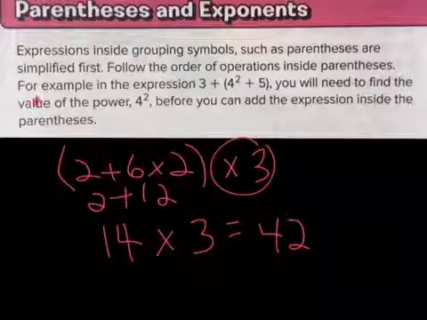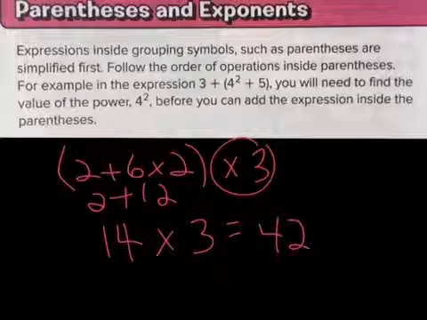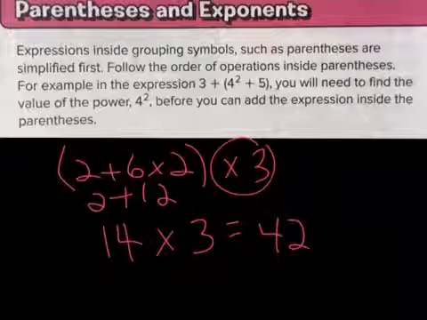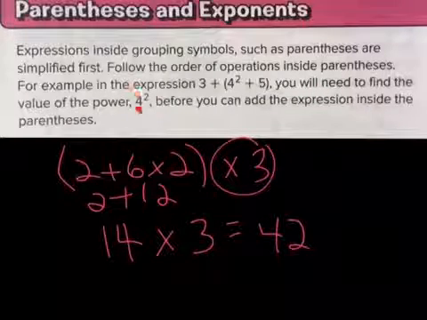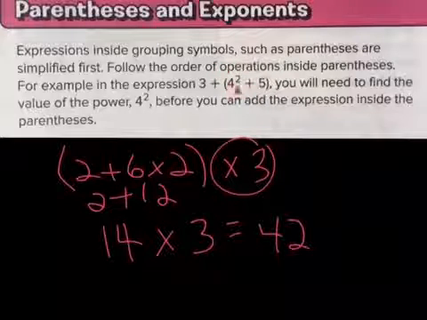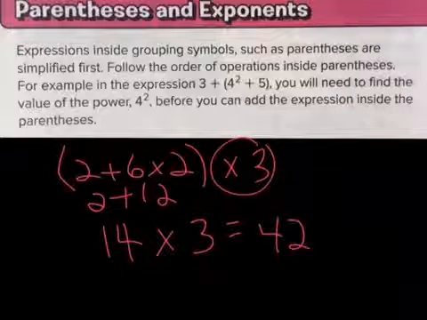Continuing with the example here, in the parentheses 3 plus, and then we have this parenthesis 4 to the power of 2 plus 5, you will need to find the value of the 4. Yeah, you have to do the exponent first. So you have parentheses, so you know you have to do all this first, but then after that, you get the exponent. So 4 times 4 equals 16 plus 5 equals 21 plus 3 equals 24.